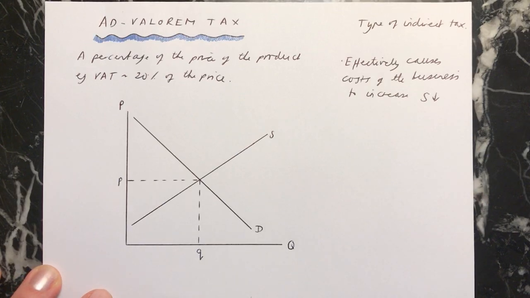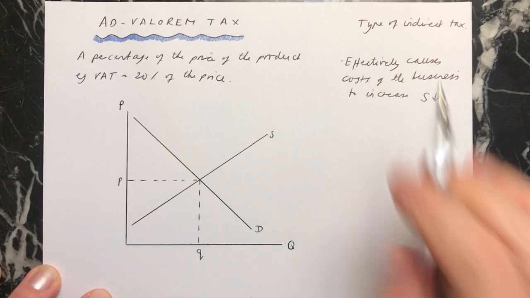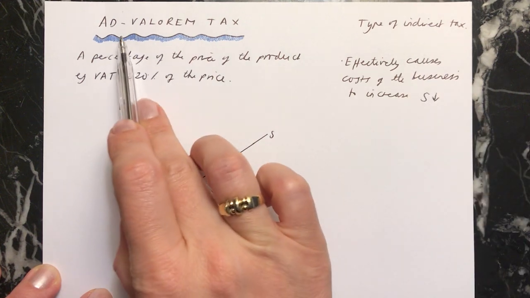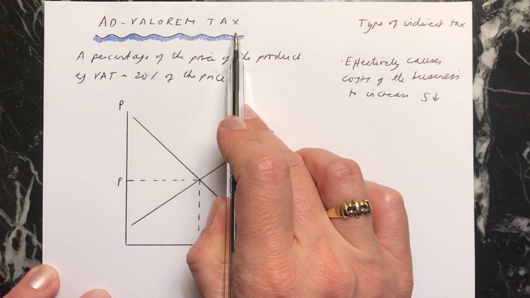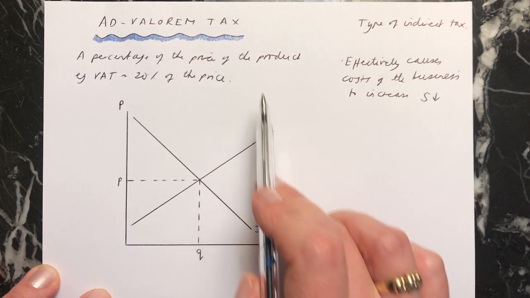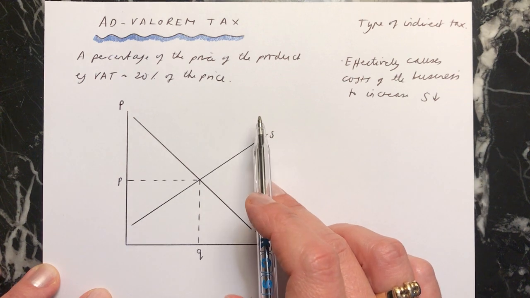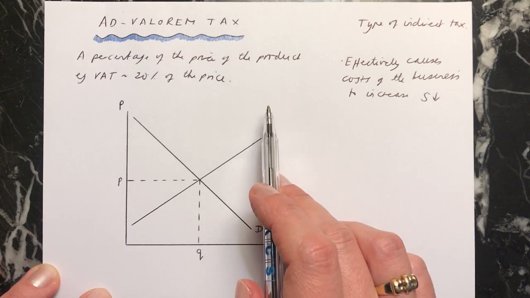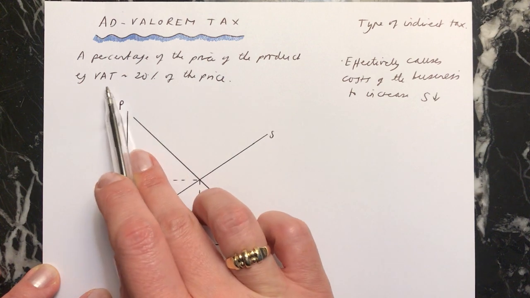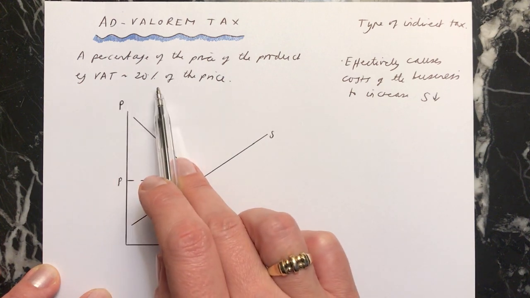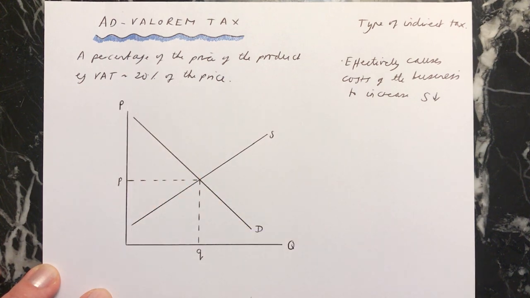Hi everybody, in this video we're going to look at the second type of indirect tax, and that's an ad valorem tax. And you'll remember that this is where the tax is a percentage of the price of the product. So for example, in the UK, value added tax or VAT is 20% of the price of a product.